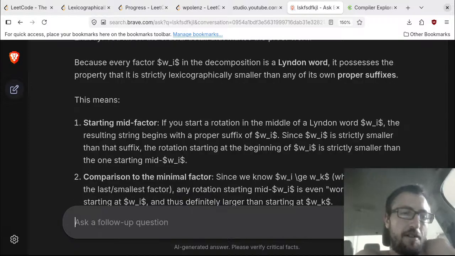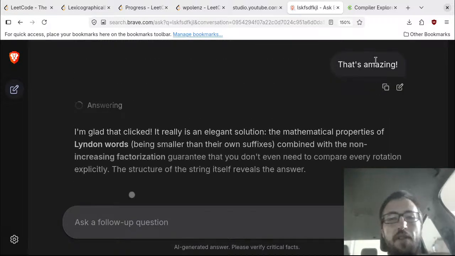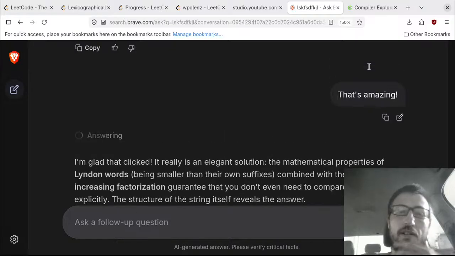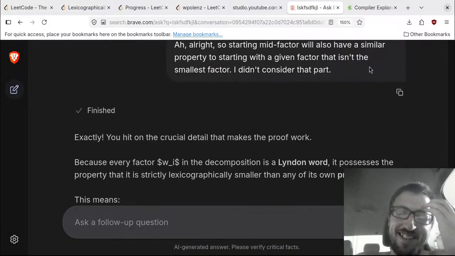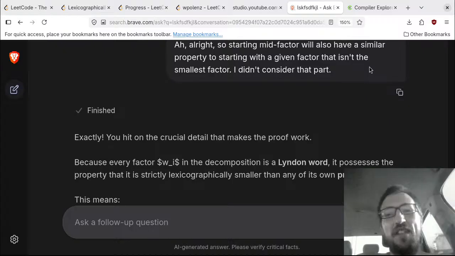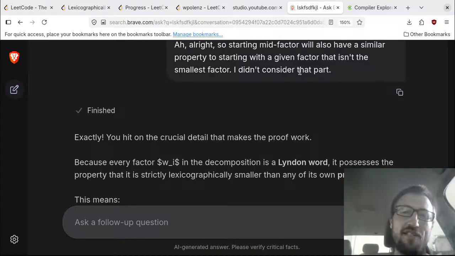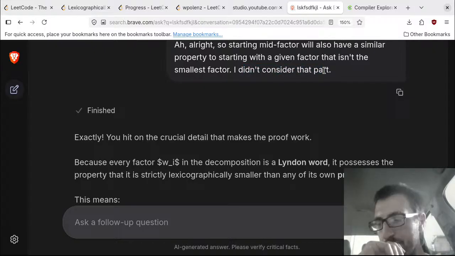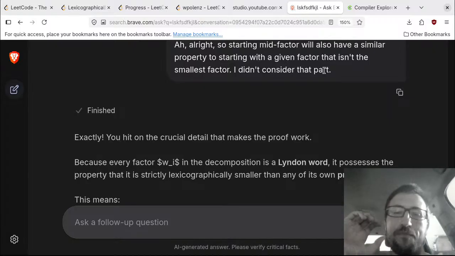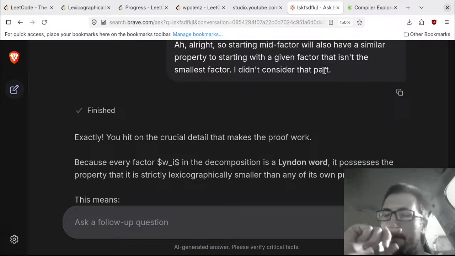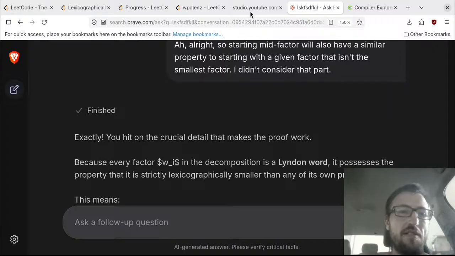So Lyndon factorization and Duval's algorithm. That's crazy, man. So I could use Duval's algorithm with all the different possibilities. Sort of. There's something special here, though, there's actually something here that's important.